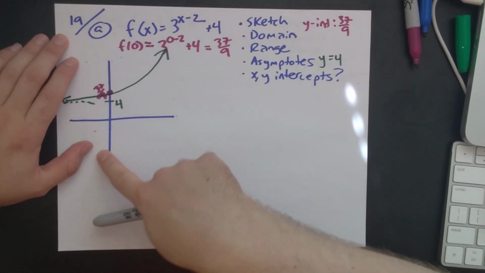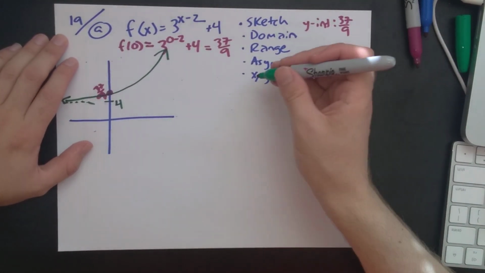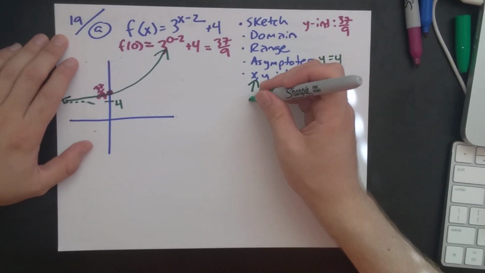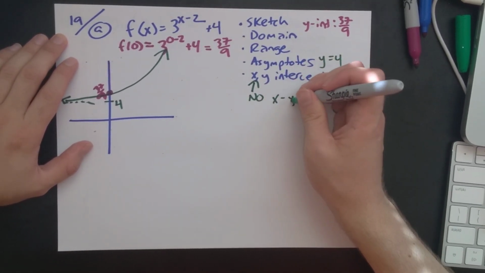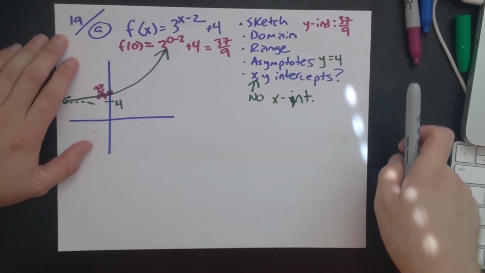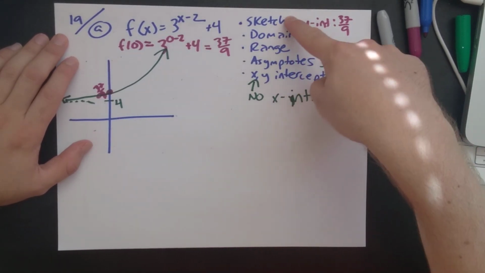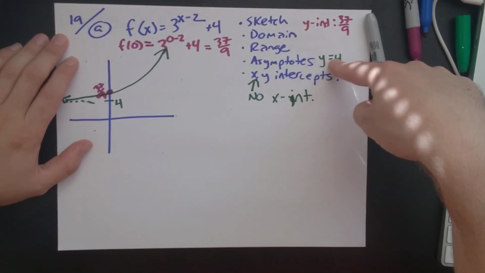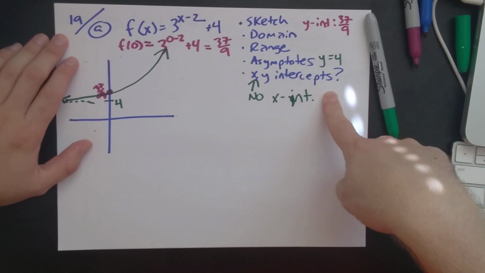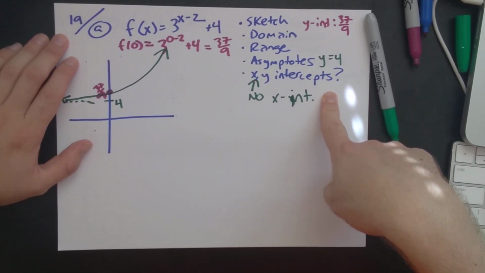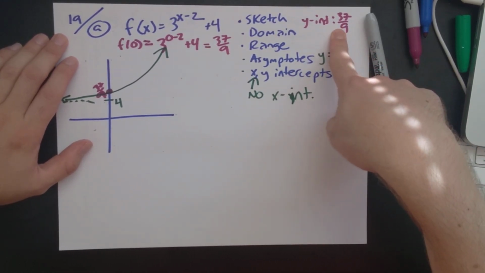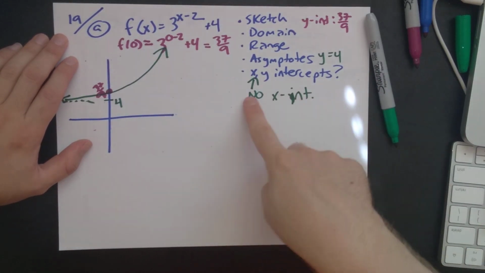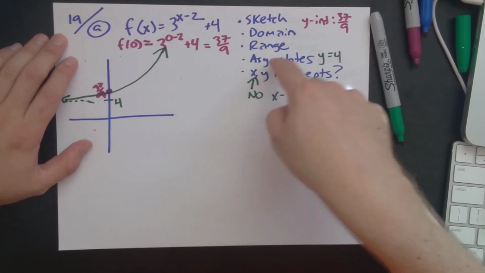And we see that our function never becomes negative, so there's no x-intercept. Okay, so we've got our sketch, we've got our asymptote, the only asymptote is y is equal to 4. We've got our x-intercept here, which doesn't exist, and the y-intercept is 37 over 9. So the only thing left over is domain and range.